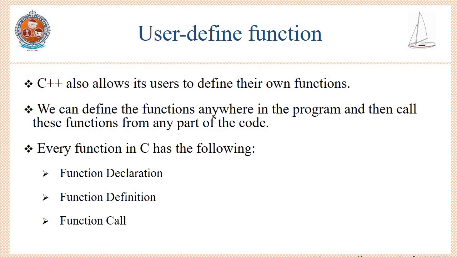And coming to user-defined functions, C++ also allows its users to define their own functions. We can define the functions anywhere in the program and then call these functions from any part of the code. Just like variables, functions also need to be declared before they are called. Every function in C++ has the following: one is function declaration, another one is function definition, and the last one is function call.